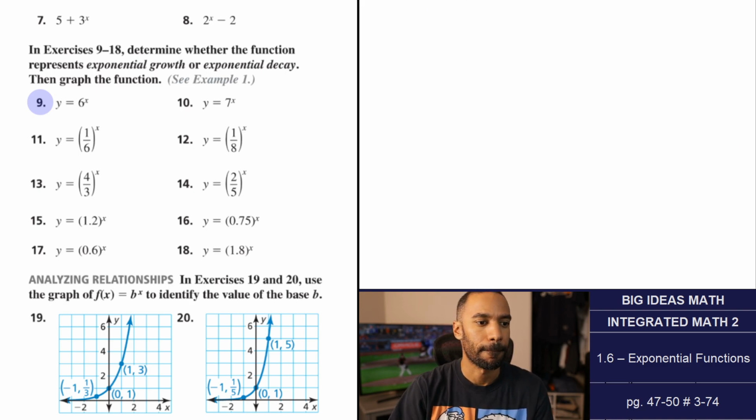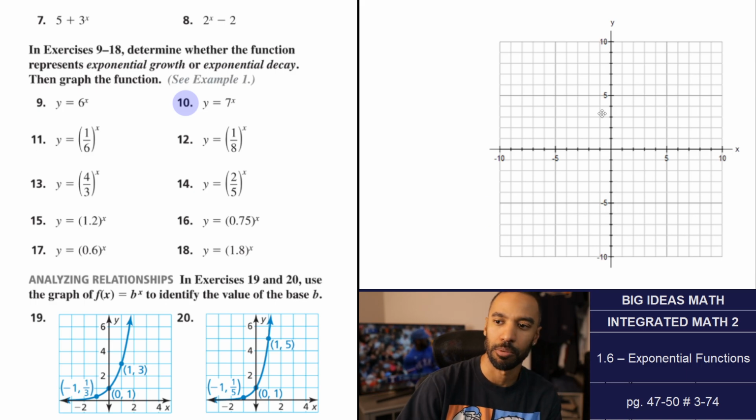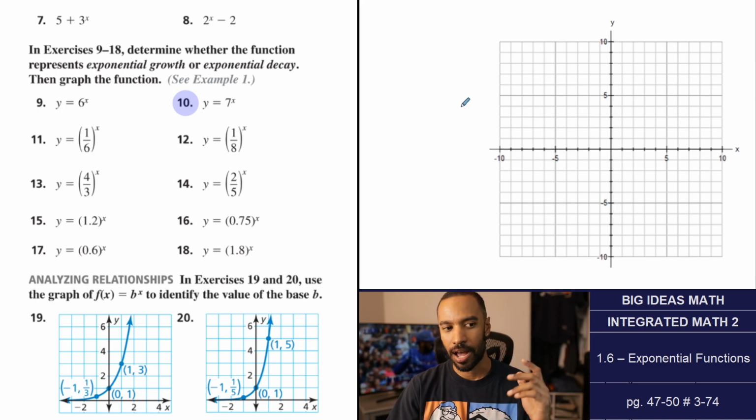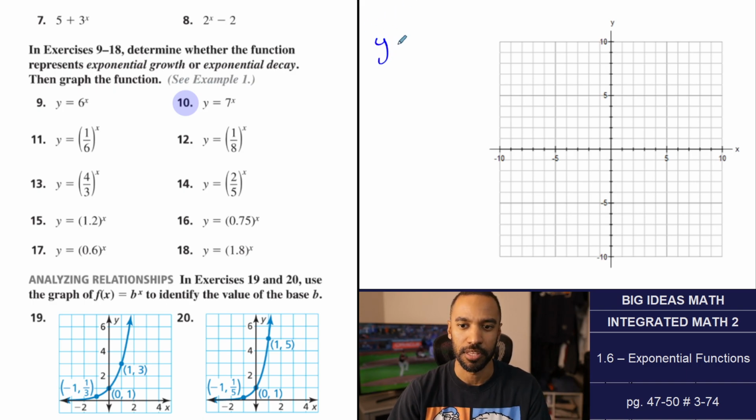Number 10. Y equals 7 to the x power. Now 7 to the x power and 6 to the x power ain't very different. In fact, you're probably going to see the odds on one part, like 9 and 10 are going to be kind of the same, 11 and 12 kind of going to be the same. That's probably what's going to happen here.